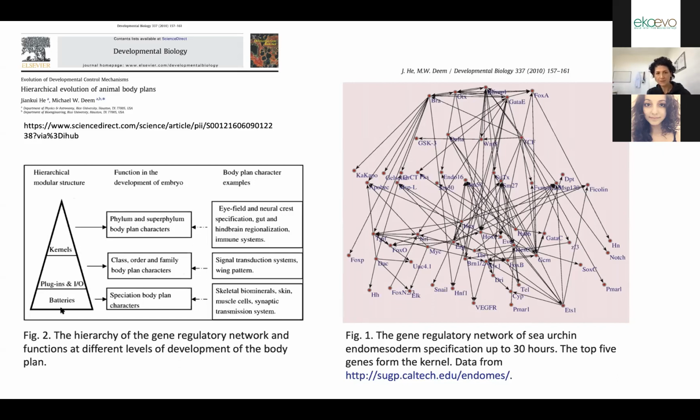When the mutation happens in these plugins or input-output devices, like the Hox gene, those can create class, order, and family body plan changes. And the gene batteries can create species-level changes. So at which level and which part of the gene regulatory network in the developmental genes the mutation happens is important.